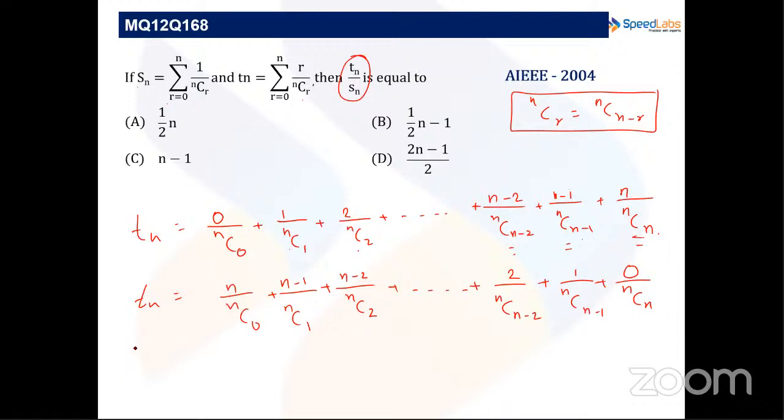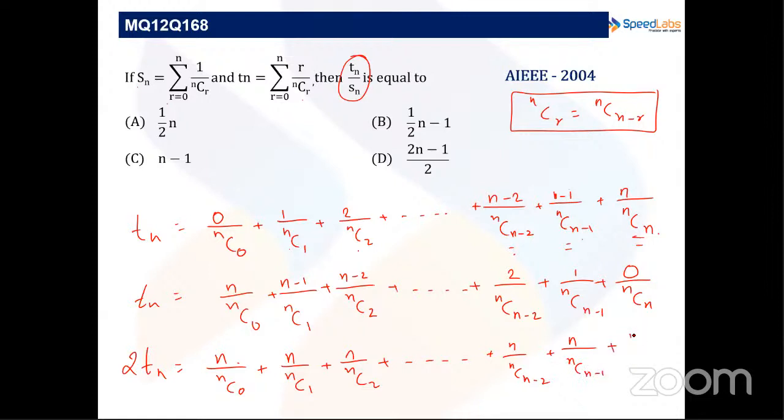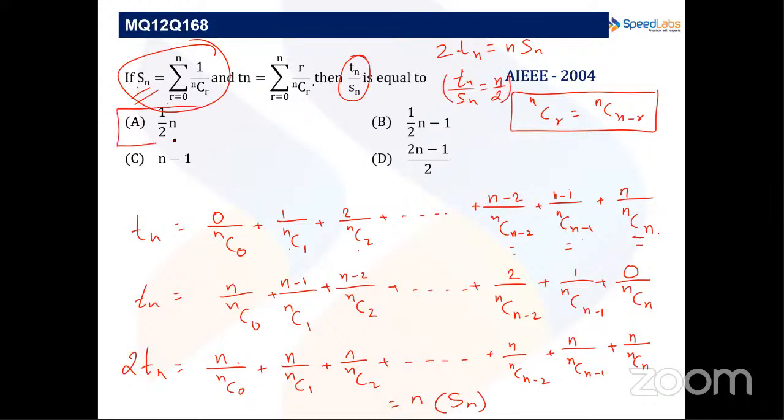If we combine these two, then 2 times Tn will be n upon nC0 plus, since denominators are the same, (n-1)+1 will be n upon nC1 plus n upon nC2 plus so on up to n upon nC(n-2) plus n upon nC(n-1) plus n upon nCn. Taking n common, we get 1 upon nC0 plus 1 upon nC1 plus 1 upon nC2 so on up to 1 upon nCn. So this value is our Sn. So 2 times Tn is equal to n times Sn, so Tn upon Sn will be equal to n by 2. So the correct option is option A.